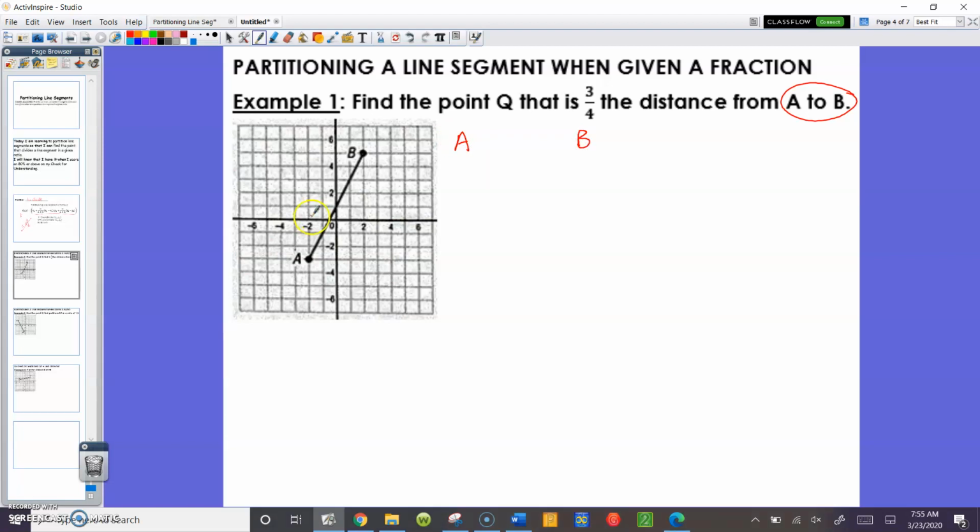The ordered pair for A is -2, -3. And the ordered pair for B is 2, 5. So I'm going to go ahead and write these over here. Supposed to be a -3. And B is 2, 5. Now the last piece of information that we need is the ratio. But since we are given a fraction for this problem instead of the ratio, we're just going to use that. Now we have all of the information that we need in order to use our formula. So let's go ahead and write that down.